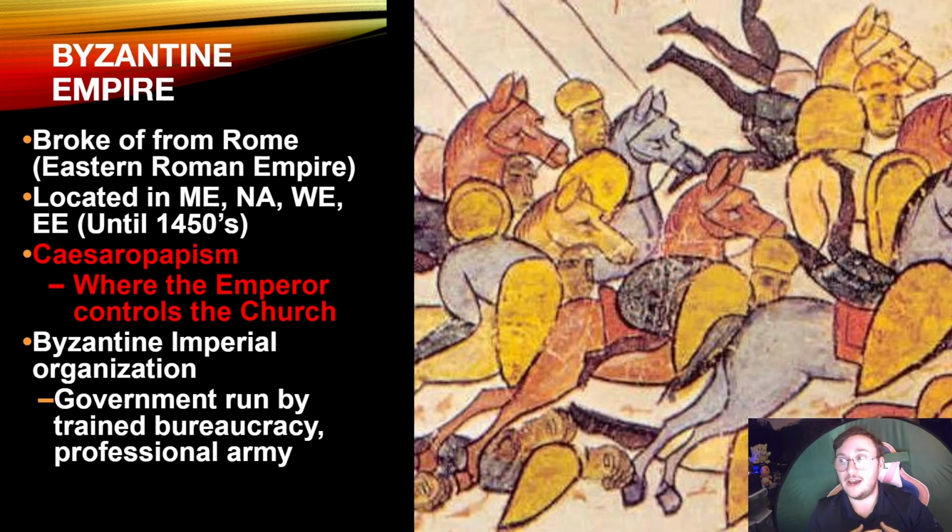Now, the Byzantine Empire, they were an empire, and they practiced something known as Caesaropapism. And Caesaropapism is where the emperor controls the church, which is going to be different than in Western Europe, where the Pope controls the church. Now, the Byzantine imperial organization is going to be where the government's run by a bureaucracy, an emperor, and they're going to have a very professional army.